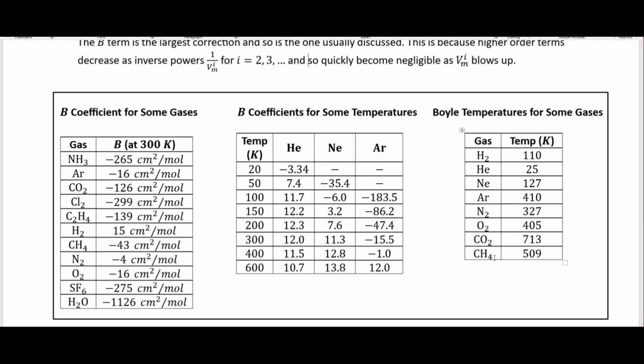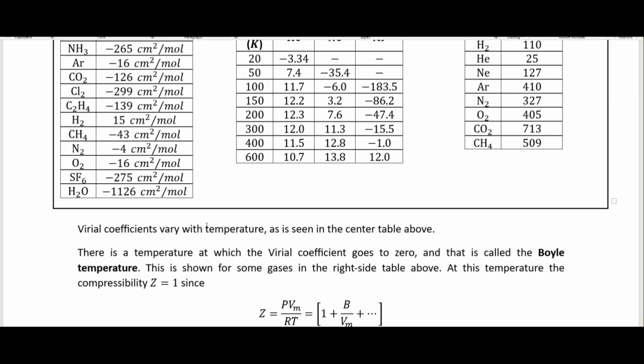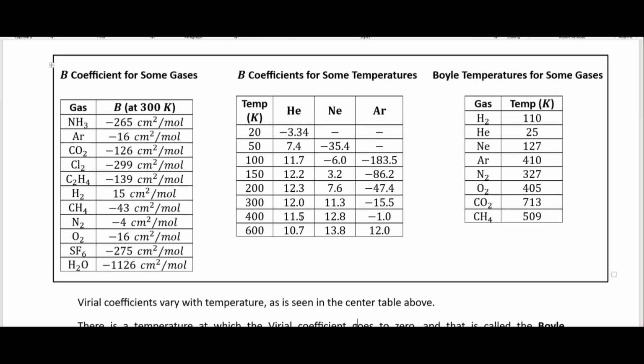So these are the B coefficients here for some gases, for some different temperatures, and for what are called Boyle temperatures for some different gases, which we'll talk about here in just a second. So the virial coefficients vary with temperature. This can be seen in this table up here. So this is for helium, neon, and argon. We see this for different temperatures here, and we see that these do actually change at different temperatures.